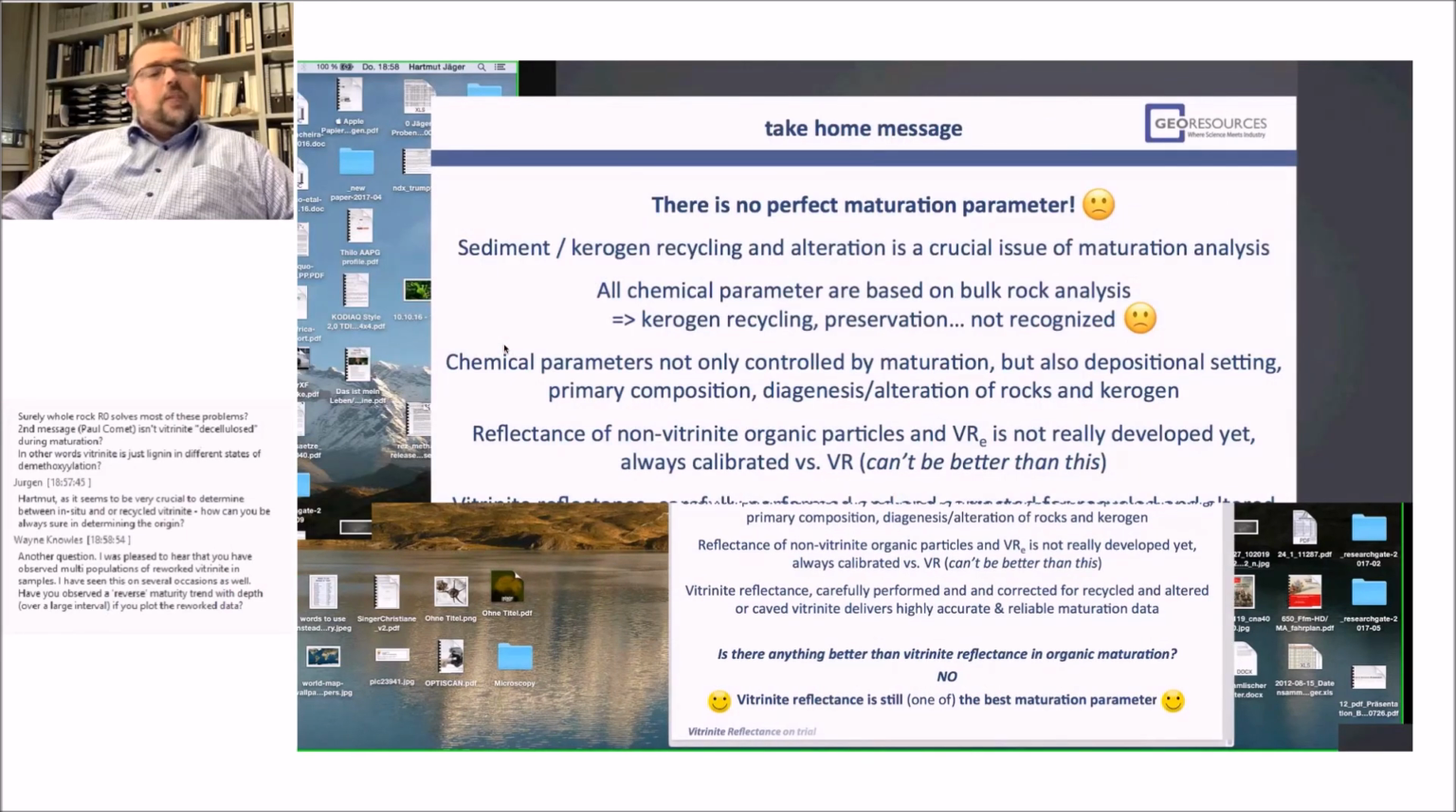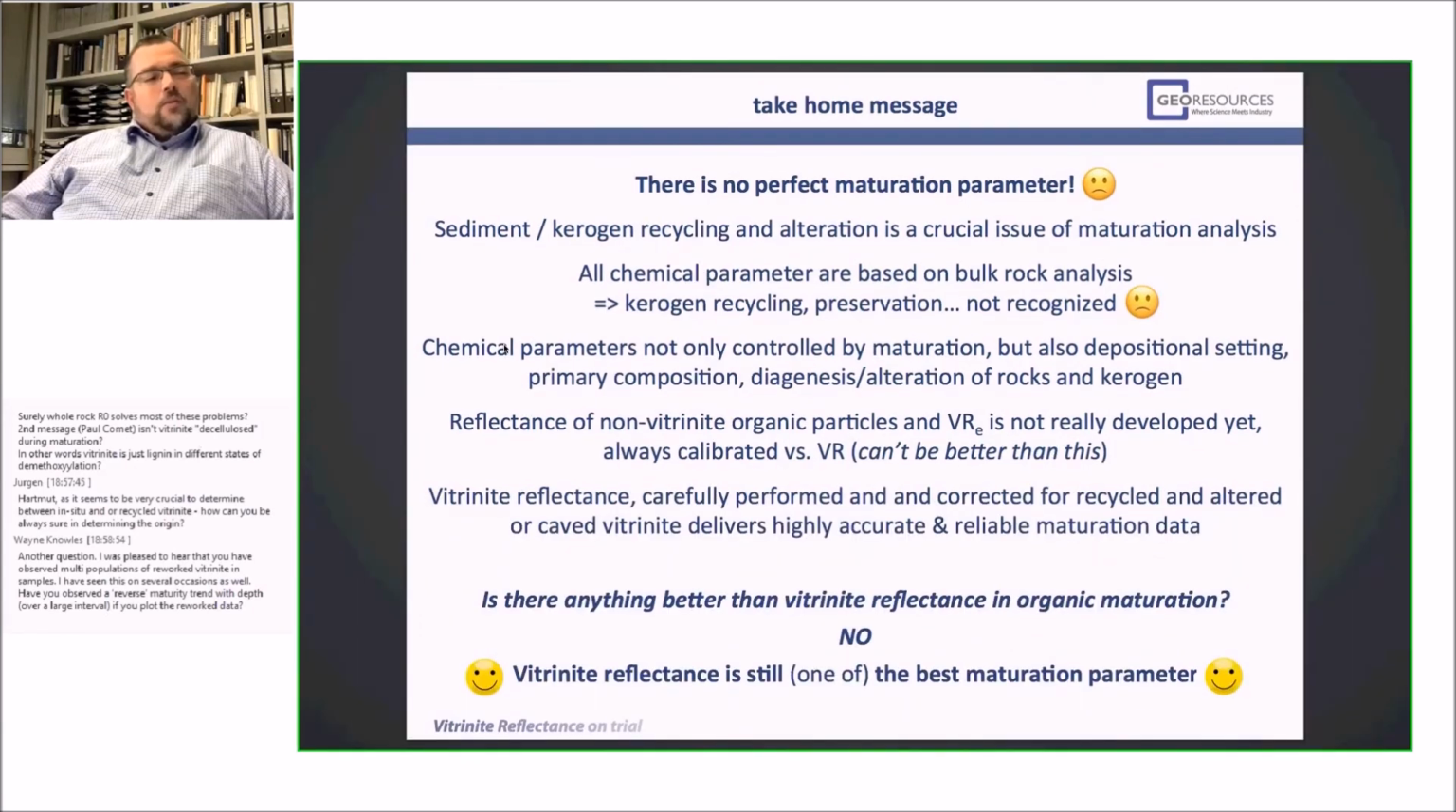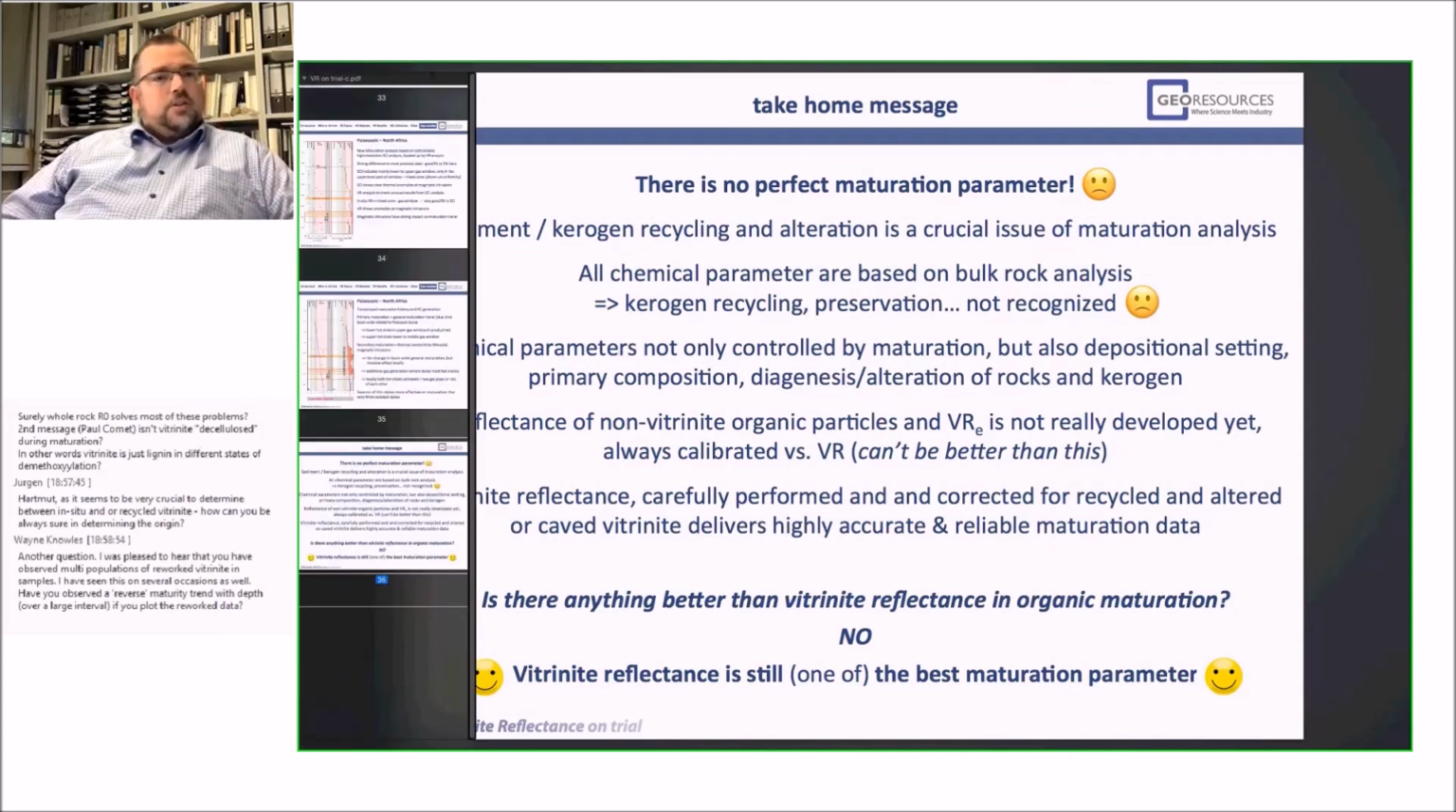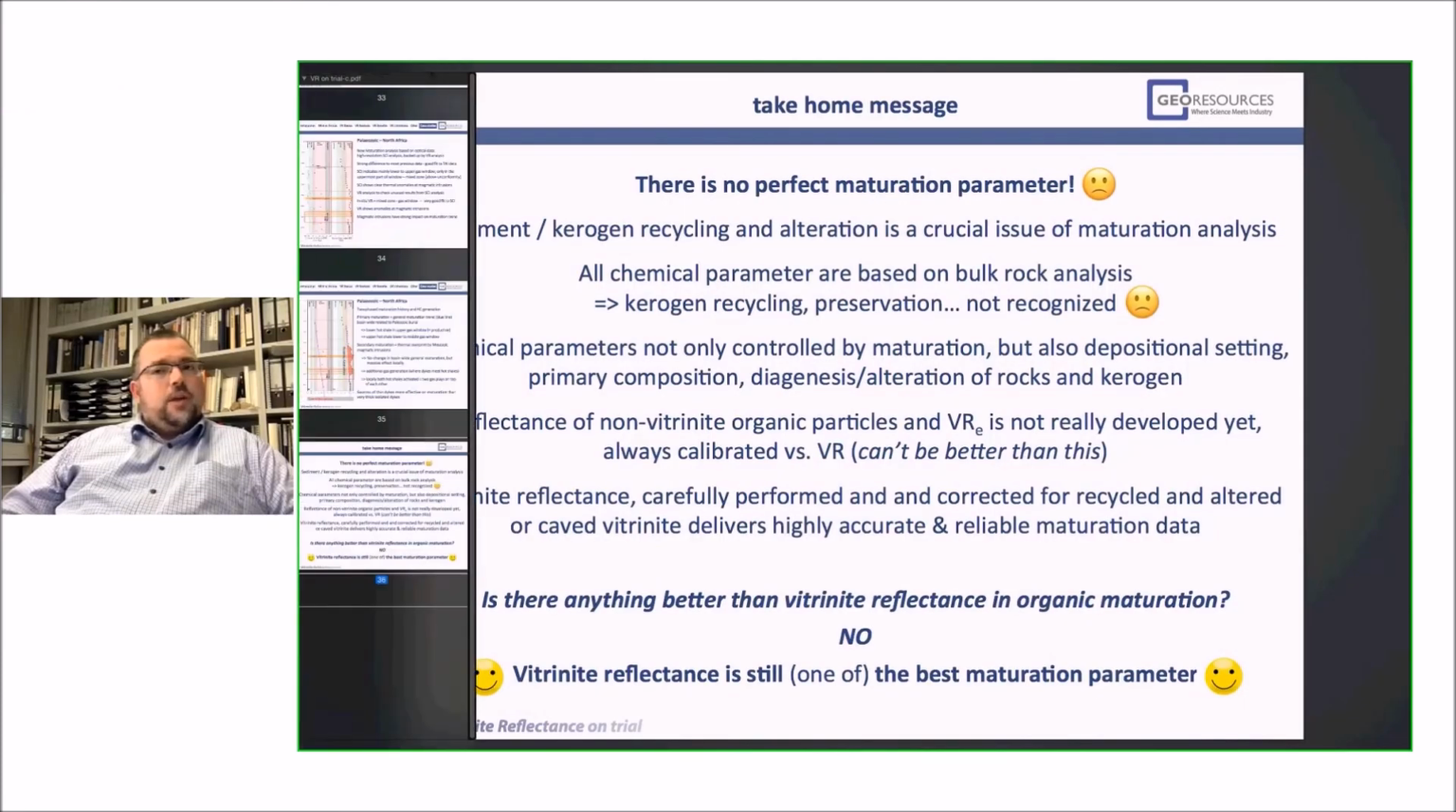If we have cuttings, we get several populations. We might get a caving population, which generally is less mature. We get an in situ population, we get a recycled population, and we can also get several recycled populations, as I said before. The most extreme sample I have seen so far included 6 different populations of recycled vitrinite from about 1.7 to over 5%.